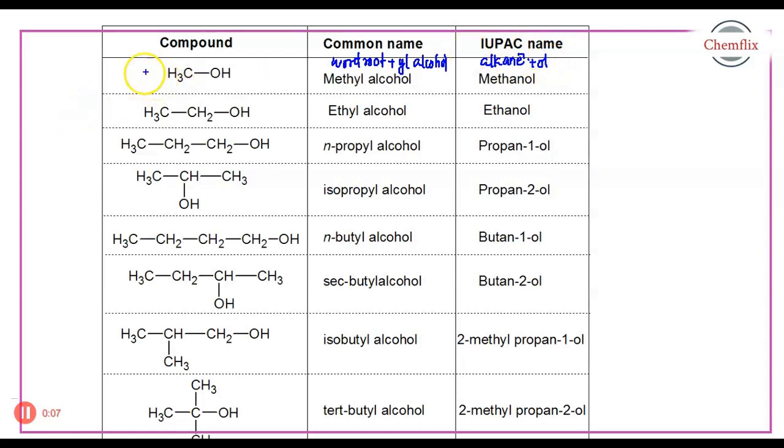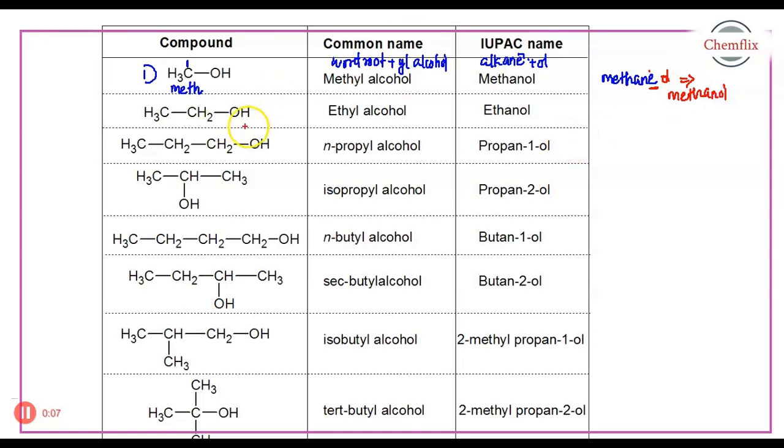So let's see. The first example is CH3OH. How can you write the common name? Here you will find that the number of carbon atoms is 1. So the word root will be meth. How can you write the common name? You have to add meth with yl alcohol, then the common name will be methyl alcohol. Okay, methyl alcohol. And in the case of the IUPAC name, the alkane is methane. And you have to replace this e with ol. So what is the name? Methanol. The name will be methanol.